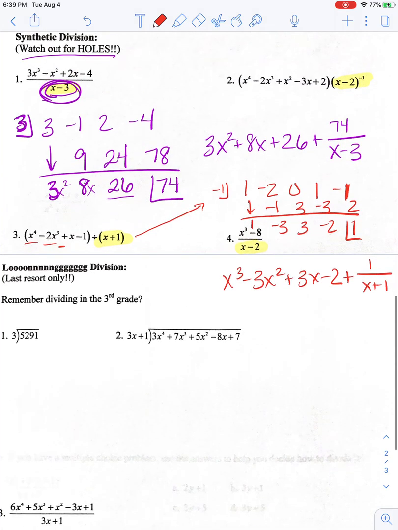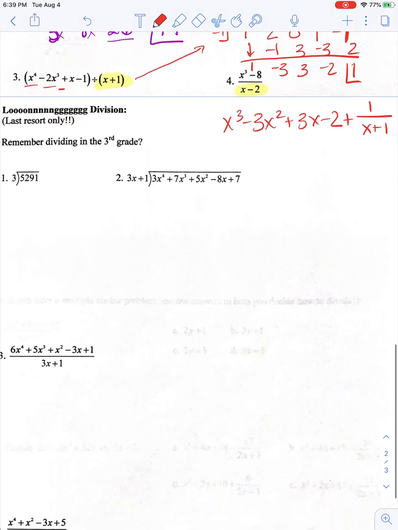Synthetic is weird, but it's super easy. Synthetic, like if you think about synthetic fabrics, I mean, it's man-made. So this is sort of a man-made trick for an escape route, sort of, to not have to do long division. So long division is when you're dividing by something where you can't factor and cancel and you can't do synthetic.